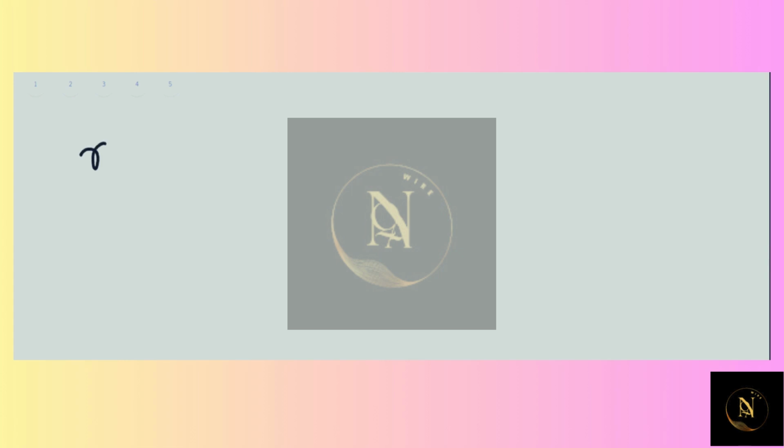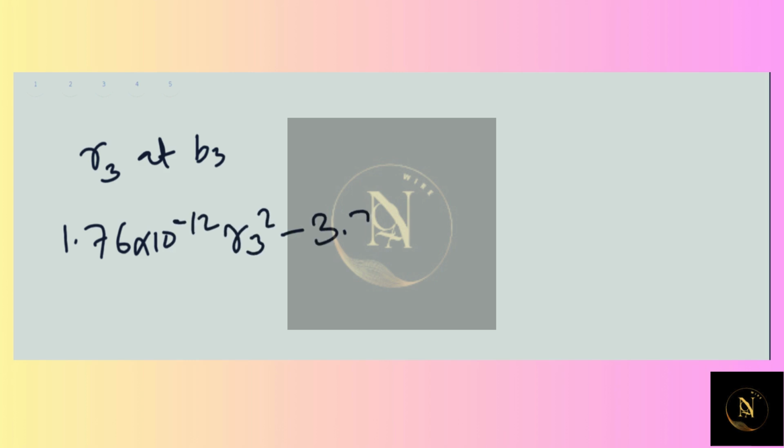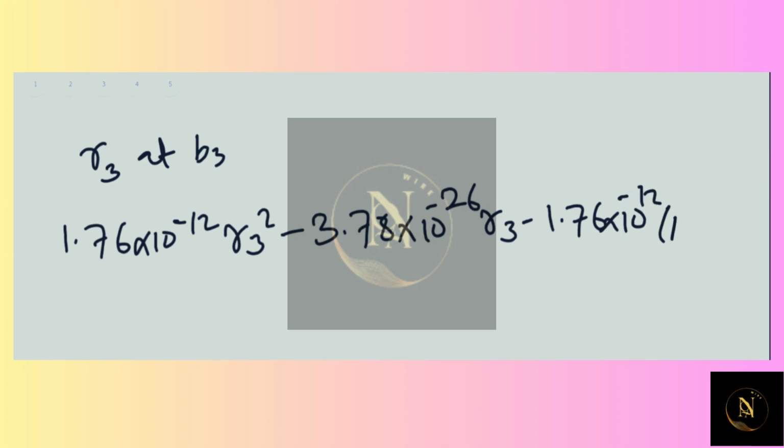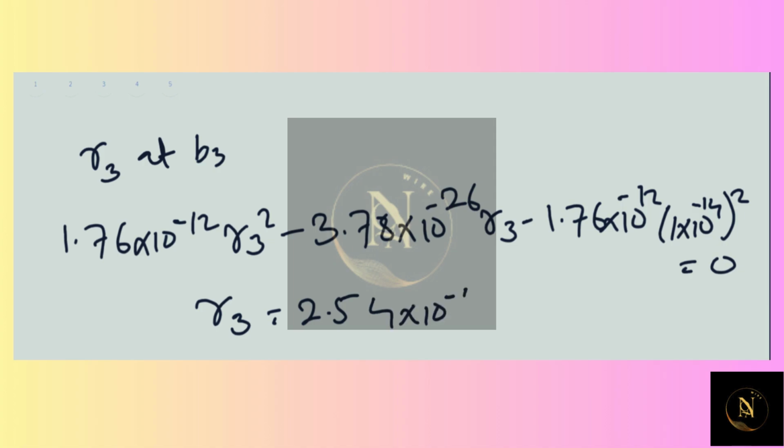Now let's get r3 at b3. This will be 1.76 times 10 to the power minus 12 r3 squared minus 3.78 times 10 to the power minus 26 r3 minus 1.76 times 10 to the power minus 12 times 1 times 10 to the power minus 14 squared is equal to 0. From here r3 will be 2.54 times 10 to the power minus 14 meter.